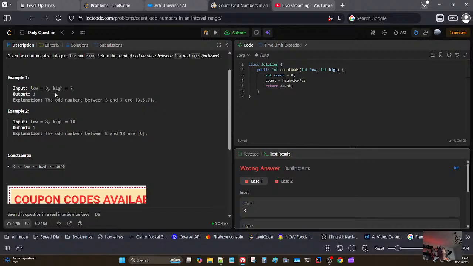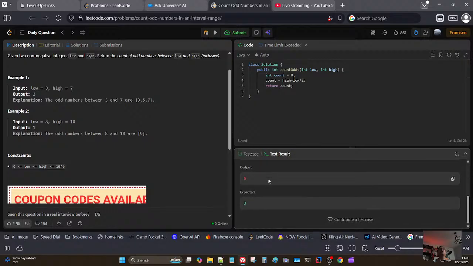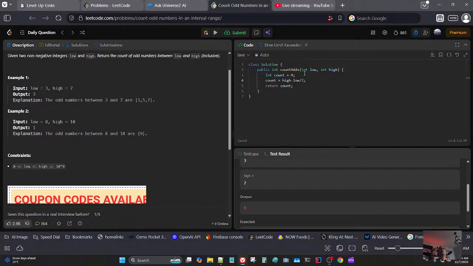So in this case, 7 minus 3 is 4 divided by 2, but both of them are odd, so you have to add 1. In this case, so what do I get? Output is 6. High minus low divided by 2. Oh, low divided by 2.